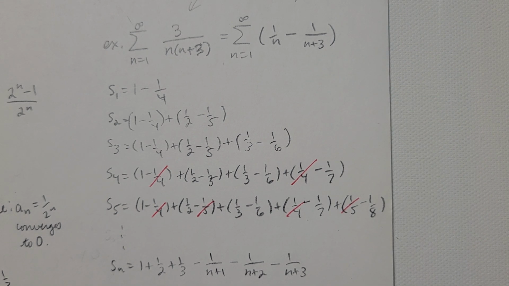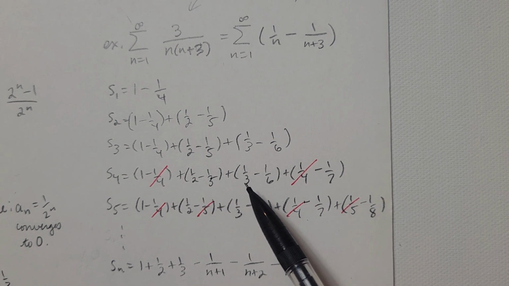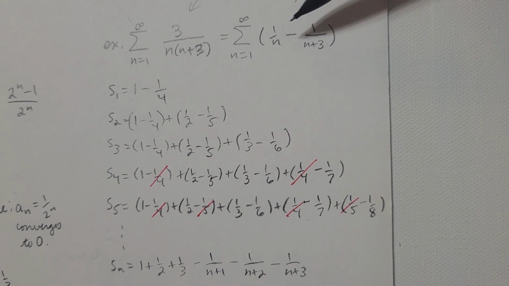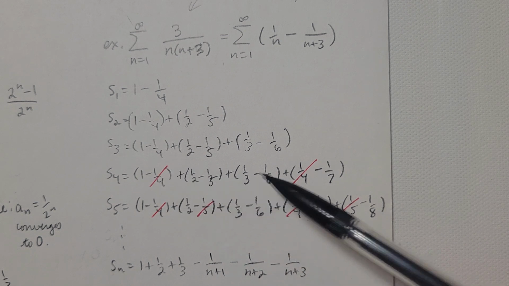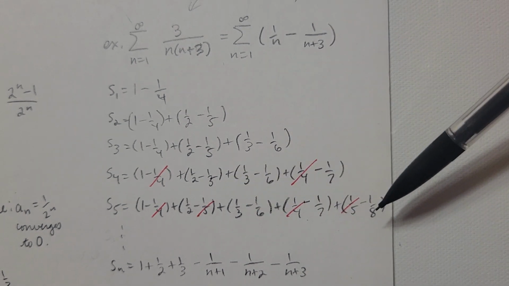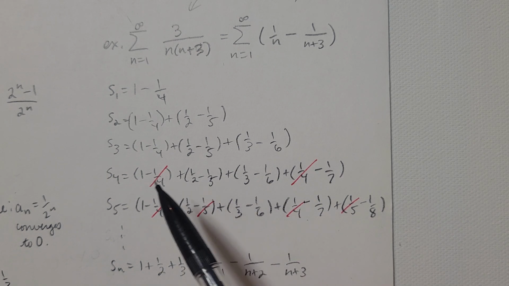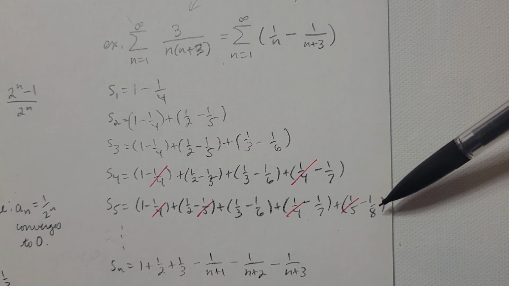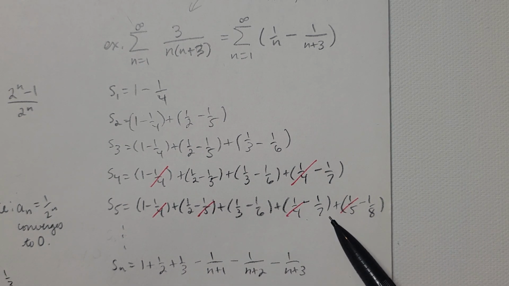Okay, when n is 4, I'm going to add up the first four terms. So I got 1 minus 1/4 plus 1/2 minus 1/5 plus 1/3 minus 1/6 plus, when n is 4, I'm getting 1/4 minus 1/7. Okay, here's negative 1/4 plus 1/4, those are gone. S sub 5 would be where I'd add the first five terms. So I've got these same first four terms that I had in S sub 4, and then when n is 5, I get 1/5 minus 1/8. Okay, the 1/4s are gone, and then here's negative 1/5 plus 1/5, those are gone.